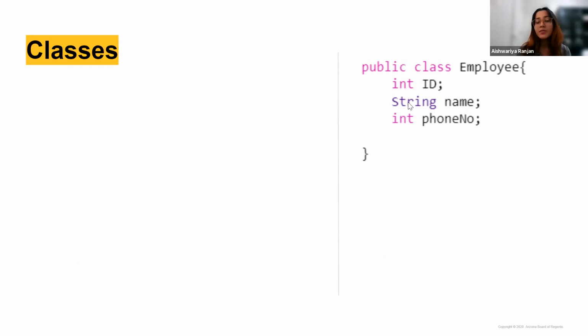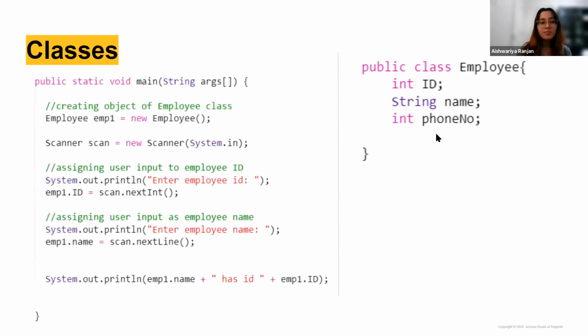Inside I have a few variables: int id, String name, and int phoneNumber. Now, how would I use this in my main? I want to create a new object of this class. So I have employee1 equals new Employee. I'm creating an object of the Employee class, so this employee1 will have all these things assigned to it.